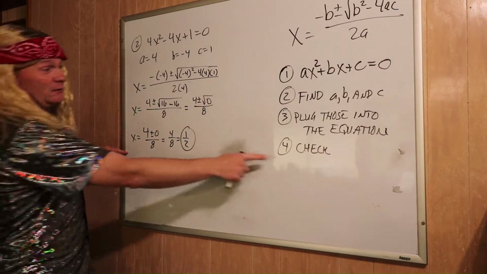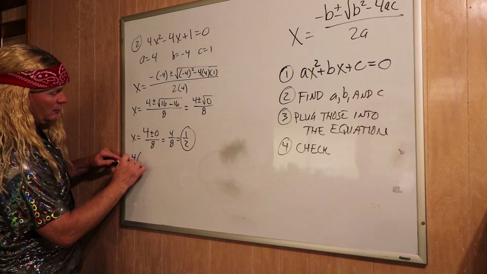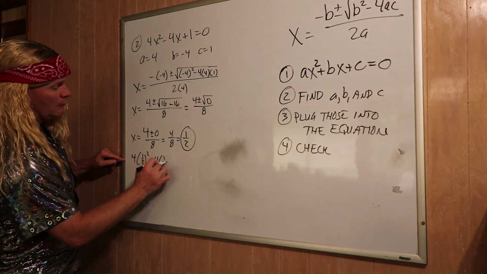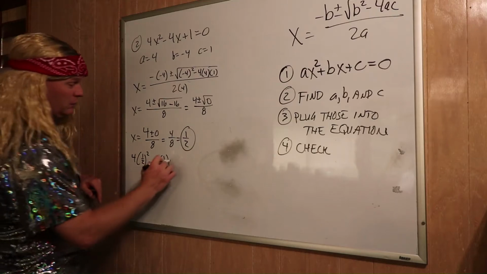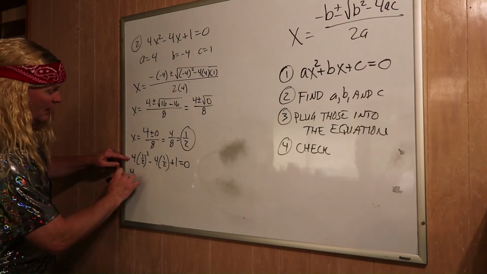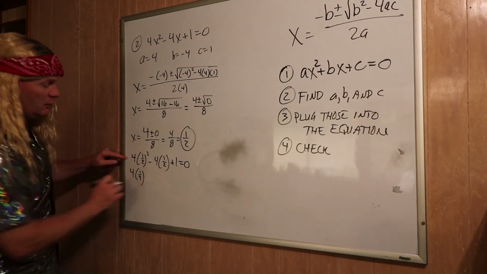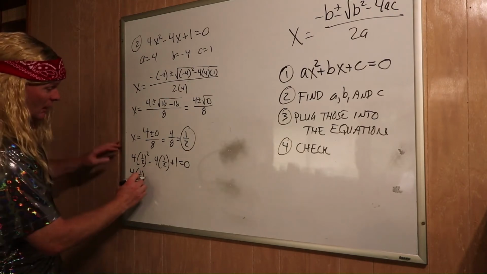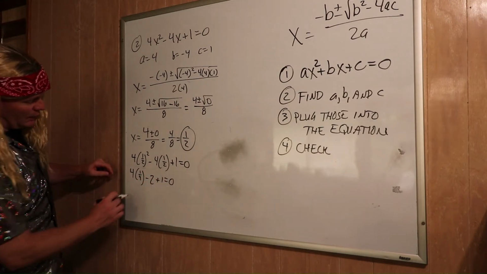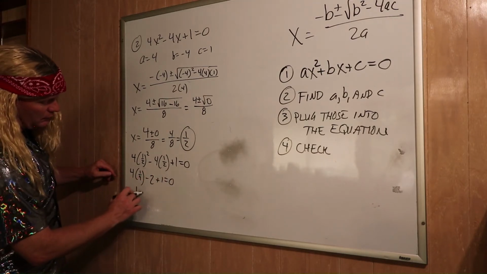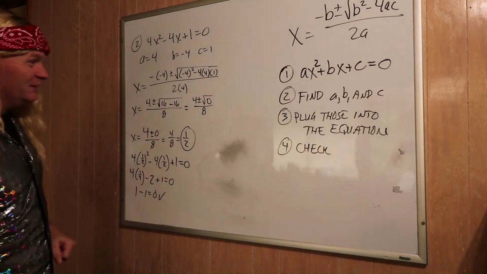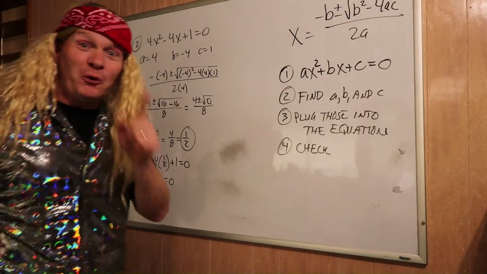Alright, we better check it. So let's see, 4 times 1/2 squared minus 4 times 1/2 plus 1 should equal 0. Let's see. 1/2 squared is 1/4. Half of 4 is 2. 4 times 1/4 is 1, minus 1. Rock on, we got it. Good work, y'all. Let's do one more example here.